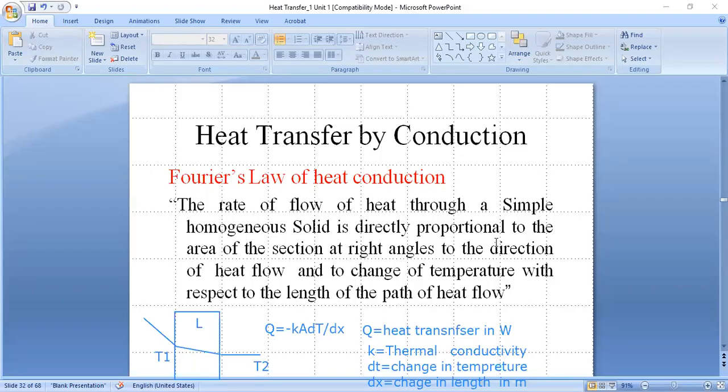This is the Fourier law of heat conduction. The rate of flow of heat through a simple homogeneous solid is directly proportional to the area of the section at right angle to the direction of heat flow, and to the change of temperature with respect to the length of the path of heat flow. See here, this is Fourier law of heat conduction, Q is equal to minus KA into dT by dx.